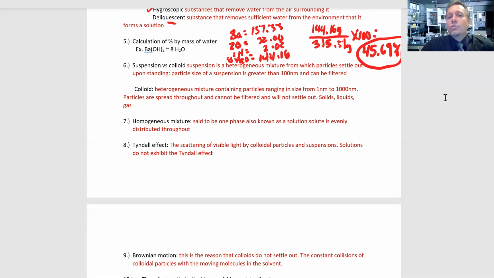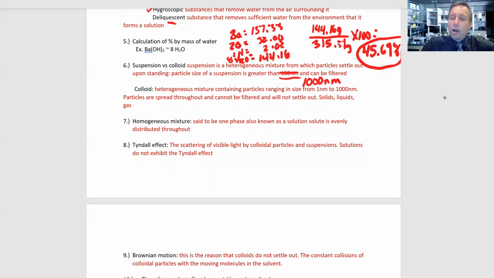1,000 nanometers. This here should have been 1,000. So let's just cross that. This is 1,000 nanometers and can be filtered. So a suspension is much larger and you can filter it. So 1,000 nanometers. Please notate that, little typo there. It's 1,000 nanometers or greater.